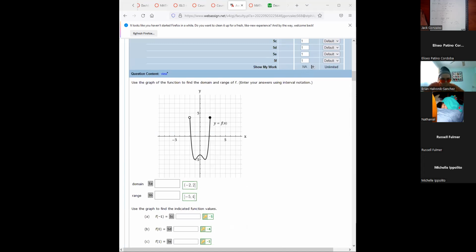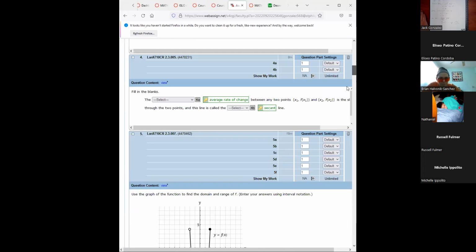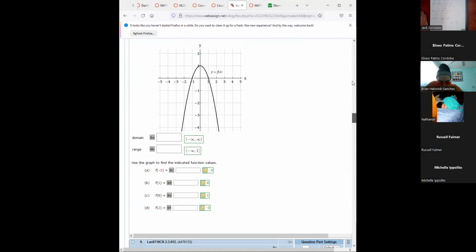Okay, so that's pretty much it for 2.3. Any other questions? Does it seem doable?